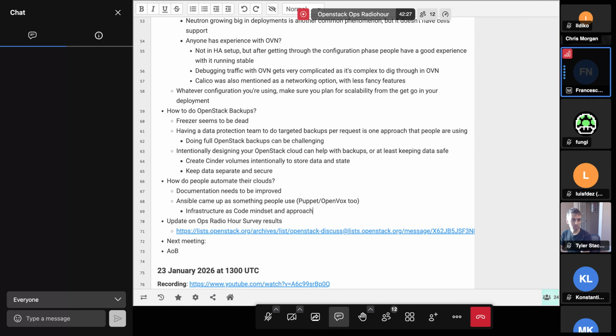Just my 2 cents on automation. We're using Foreman for the full lifecycle management. So instead of Ansible, we're using Foreman and Puppet.